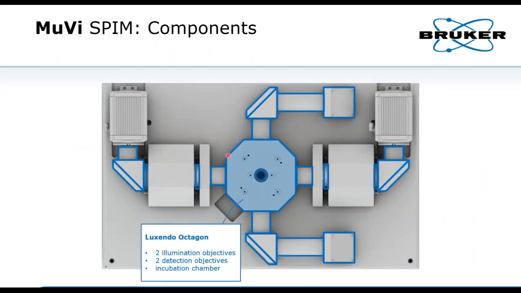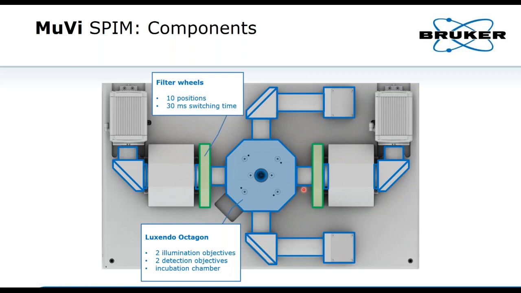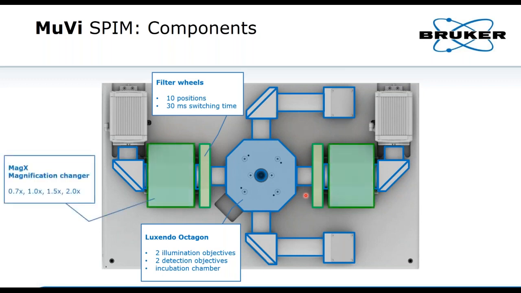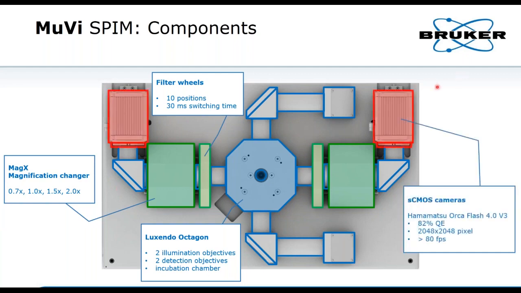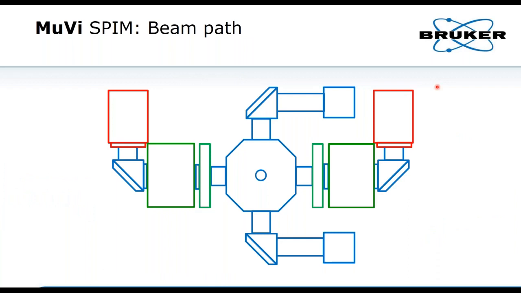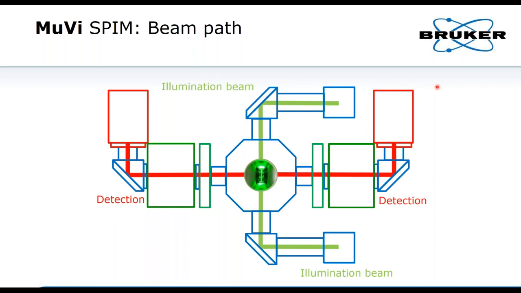The central part is what we call the octagon, which carries the illumination and the detection objective lenses. We have 2 filter wheels with 10 positions, covering really a broad range of fluorescence detection windows for many, many fluorescent applications. We then have additional magnification optics to cover a broad range of magnifications as a zoom optics. And then the light goes to the already mentioned Hamamatsu cameras. We're illuminating the sample chamber simultaneously from 2 sides, and we're also detecting simultaneously in 2 directions. So we don't compromise on time resolution because we do everything at the same time.